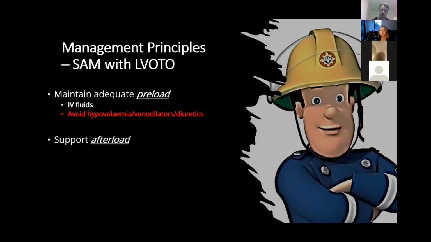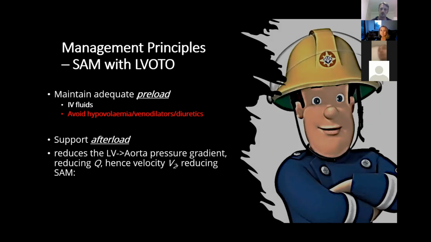You actually want a good afterload, because you want to slow that, you want to reduce that pressure gradient, therefore reducing the velocity and therefore reducing systolic anterior motion. So that means alpha agonists like phenylephrine, metaraminol, and so on, and avoiding vasodilators such as propofol, which is why the anaesthetists are always not very keen to intubate someone with aortic stenosis, because if you give them propofol, they're going to really struggle.